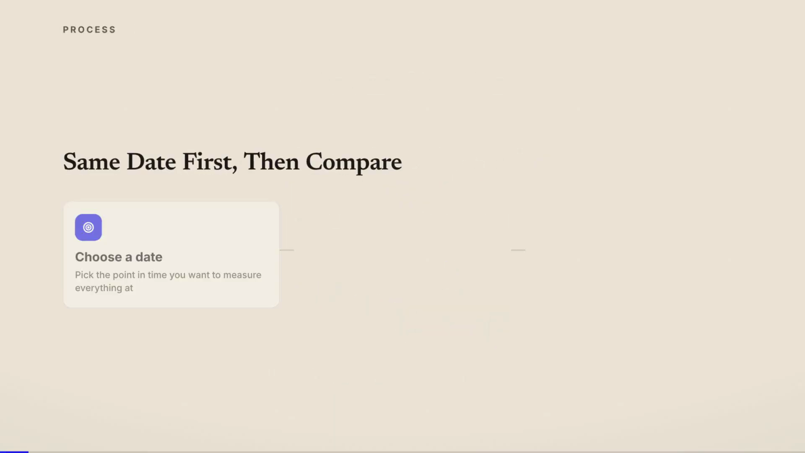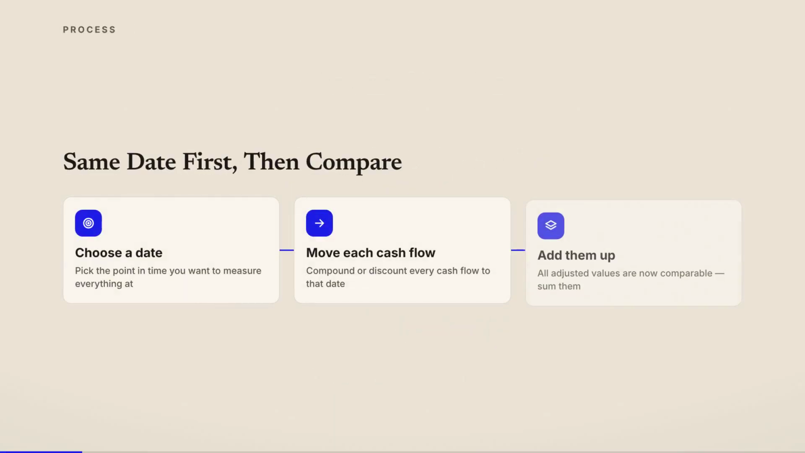When there are several cash flows, you cannot add them directly unless they are all measured on the same date. The source states this rule clearly. To compare or combine cash flows, they must be moved forward or backward to the same point in time. That is why timelines matter so much. First, you choose a date, then you move every cash flow to that date using compounding or discounting, and only then do you add them. This is the bridge from one cash flow problems to real investment analysis.